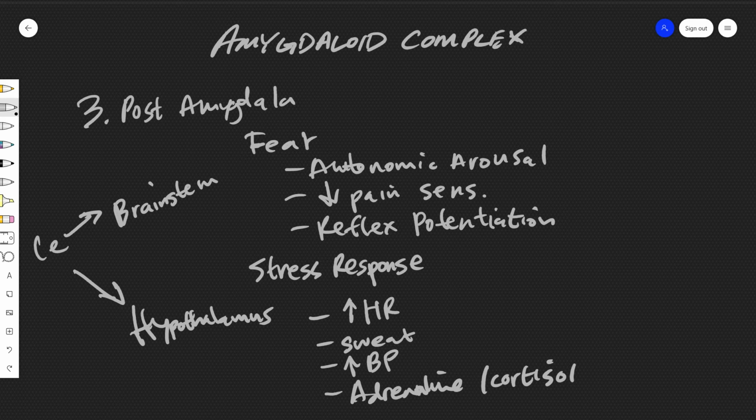And this all takes place with, you may have heard this before, the HPA axis, where we have the hypothalamus working with the pituitary gland working with the adrenal glands to produce this downstream adrenaline cortisol response to the stress.